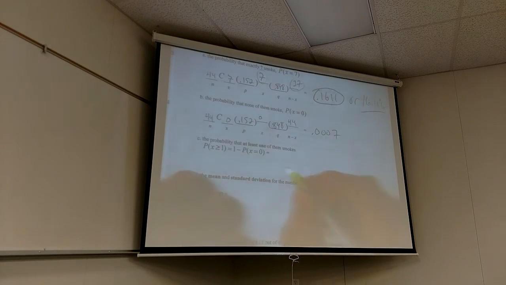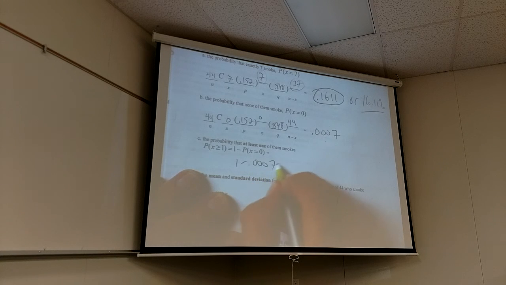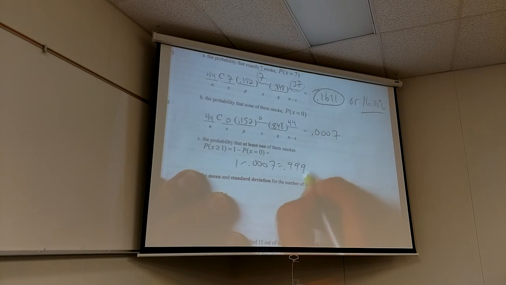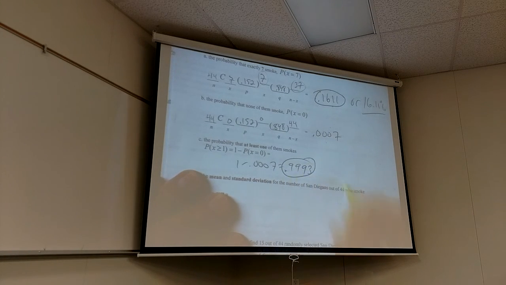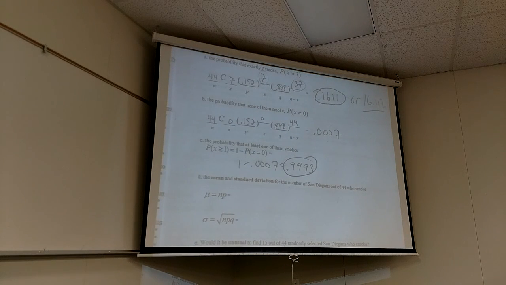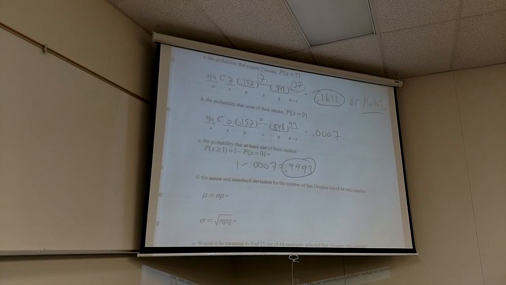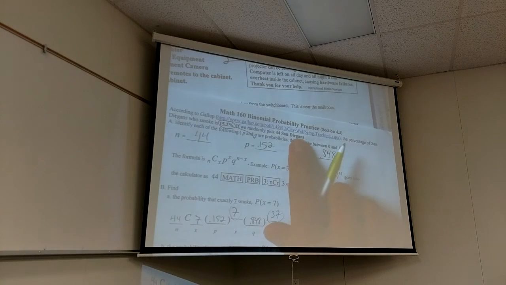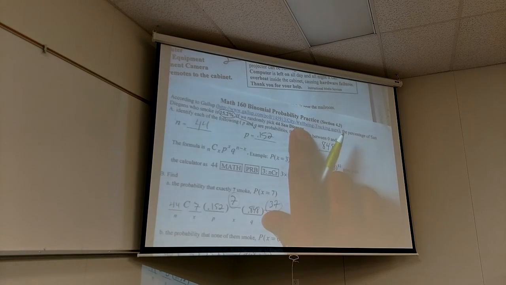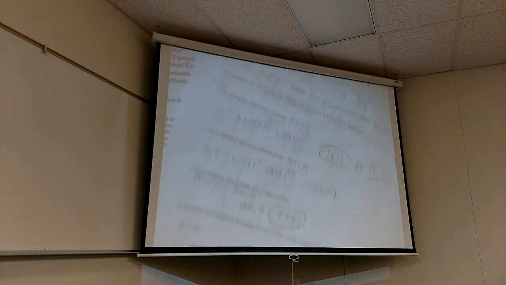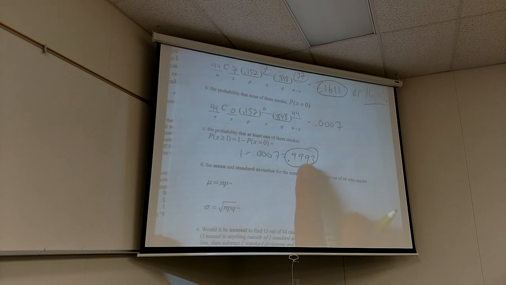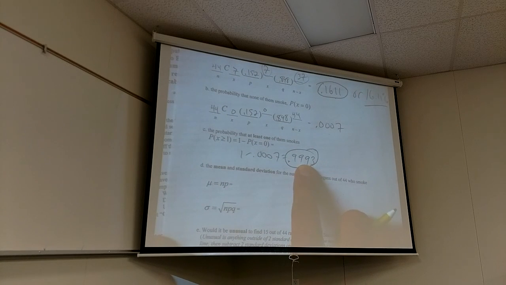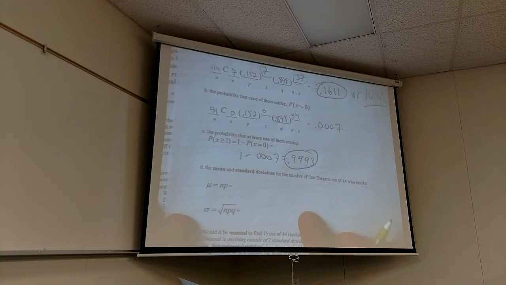So this will be 1 minus 0.0007, which is 0.9993. This is actual data, but it's from like 3 years ago, I think, by now. I just haven't gone and updated it. So this was true that there's a 99.93% chance for any group of 44 San Diegans that at least one of them smokes. That's a true statement.